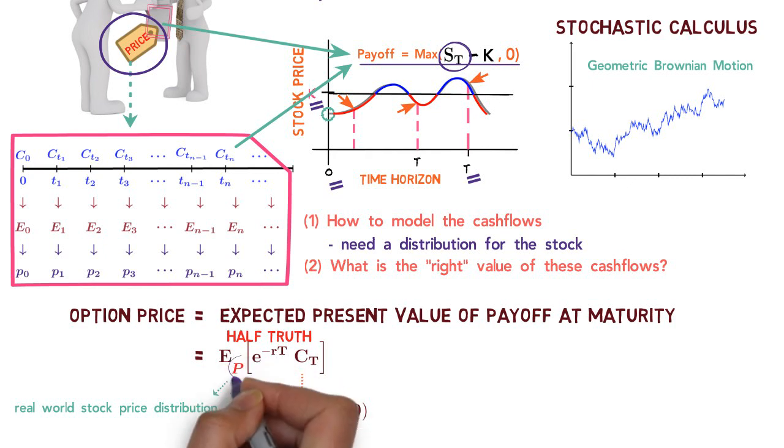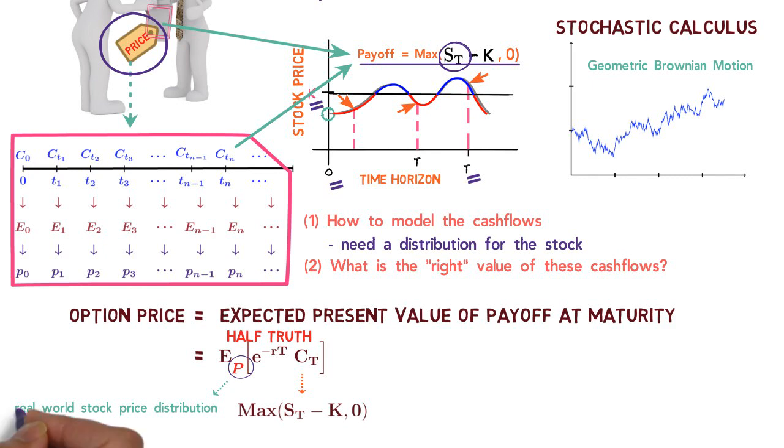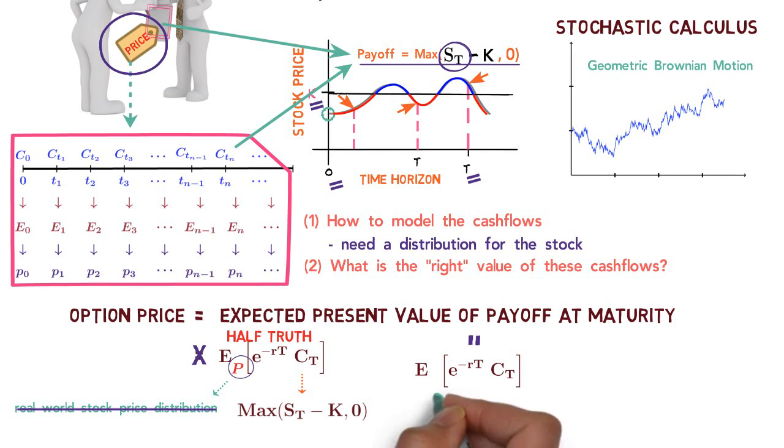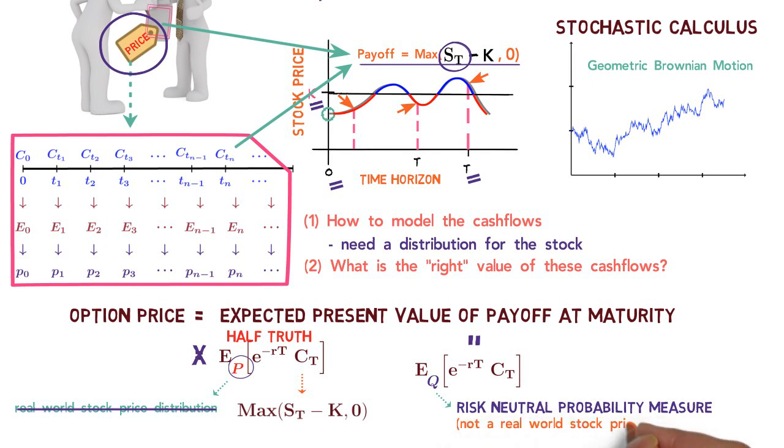The problem is with this P here. It turns out that the right price is not arrived at if we take the expectation with respect to the real world stock price distribution. The part that is half true is that it is in fact the expected present value of the payoff at maturity, but the expectation is not calculated with the real world stock price distribution, but something else, something called the risk neutral probability measure, which we will denote by Q. And this Q is different from the real world stock price distribution denoted by P here. Though it's a bit related to the stock price distribution, the relationship between these two distributions is not at all straightforward.